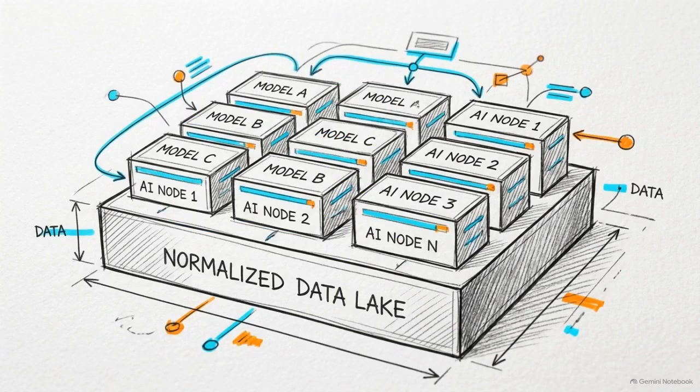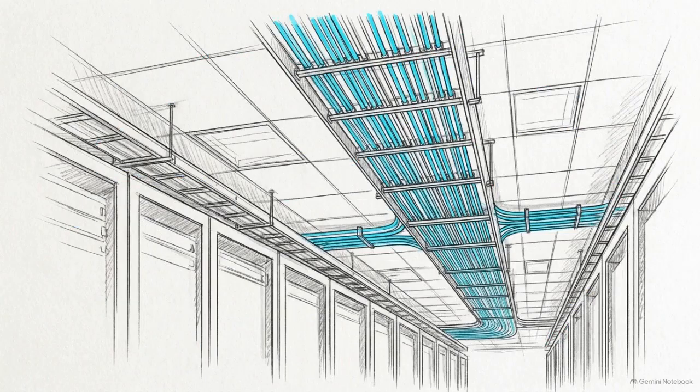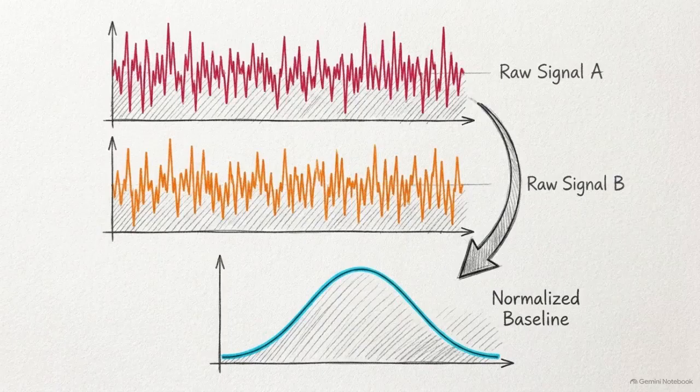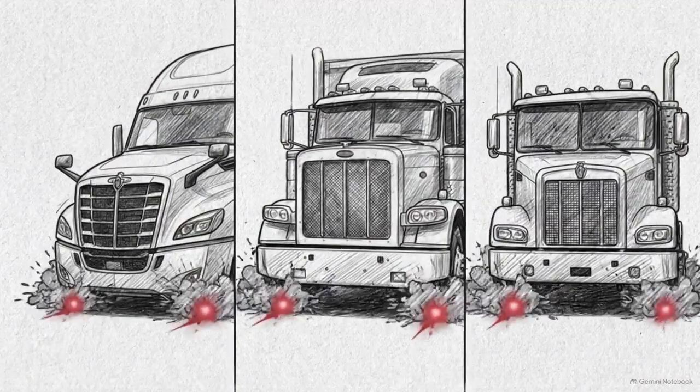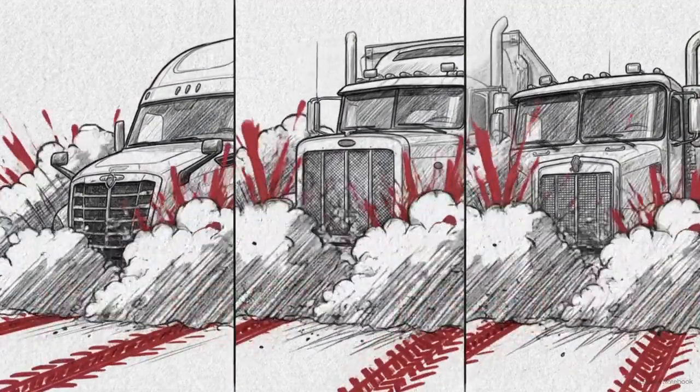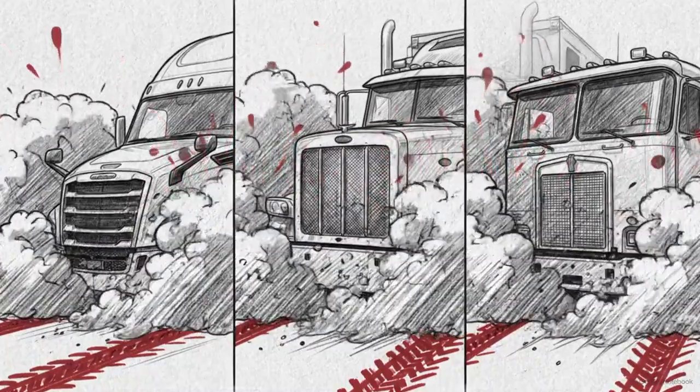Before assigning any workflow to an AI model, the system must establish a rigid data foundation. The plumbing has to be fixed by normalizing incoming signals and structuring the entity graph. Signal normalization ensures the math is consistent. A harsh break must trigger the exact same metric threshold across a Volvo, a Ford, and a Tata.